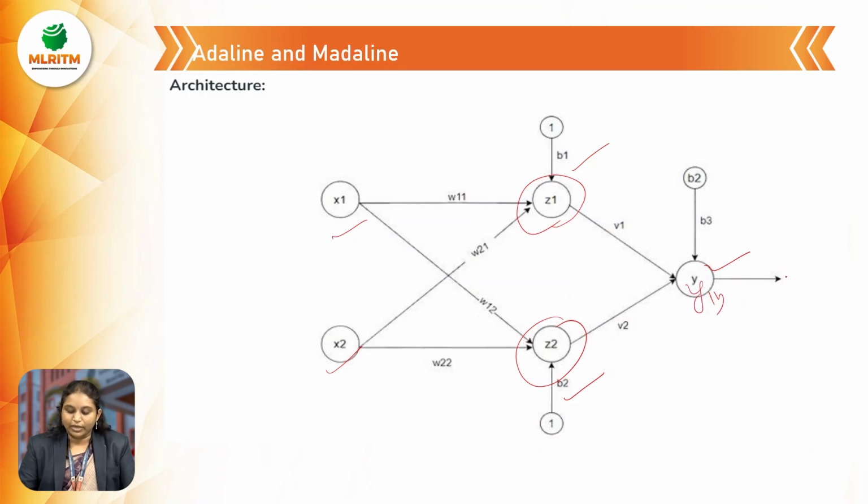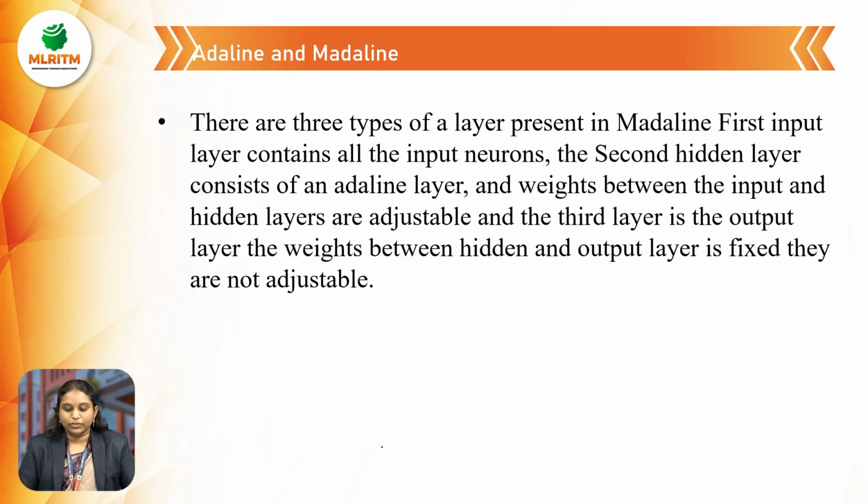In this architecture, some values were considered, such as how we are taking the values of weights like w11 and w22, as mentioned here. These are the three types of layers present in the MADALINE. First, the input layer contains all the input neurons, the second, hidden layer has the ADALINE layers, and the third layer has the weights between the hidden layer and the output layer, which are fixed.